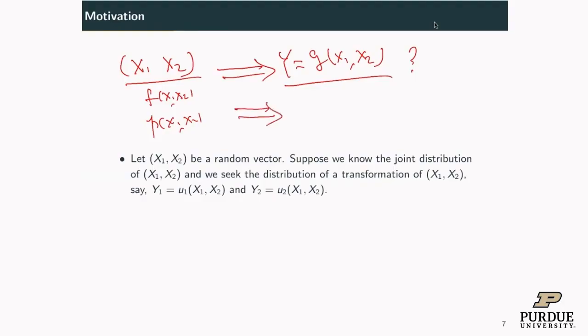Or you can do another type of transformation here. You have Y1 is U1(X1, X2), Y2 is U2(X1, X2). So from X1, X2, you get a new random vector, Y1, Y2. Now I'm asking you, what is the joint distribution for Y1, Y2? So this is the transformation.